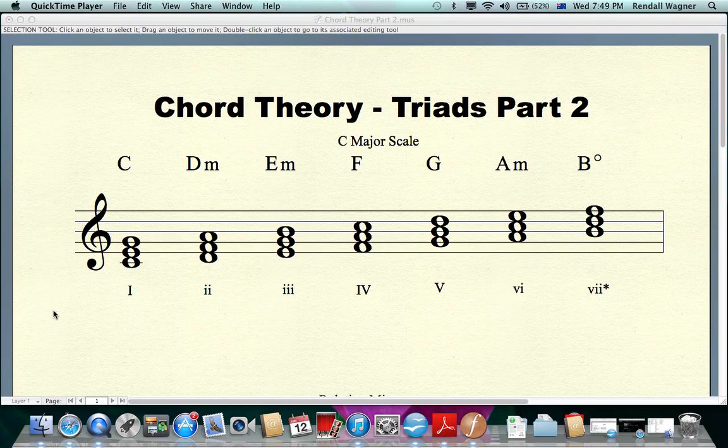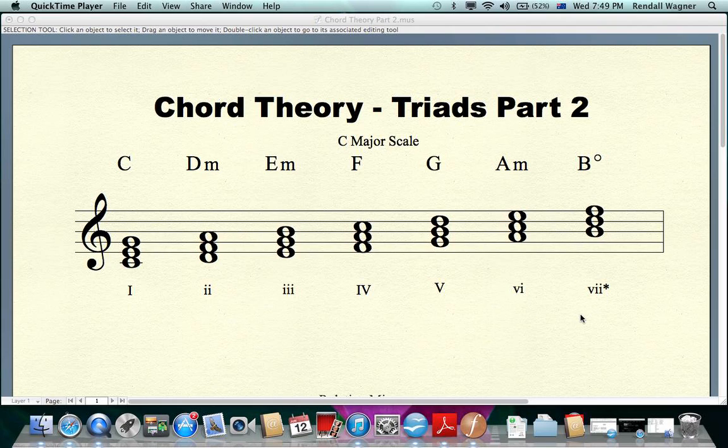So here it is, our completed C major scale triads, and we've got C, D minor, E minor, F, G, A minor and B, or B half diminished. So I'm not going to go over that again. If you need to revisit that, please go back to part 1 of how to build the triads, and it will show you how to do it.